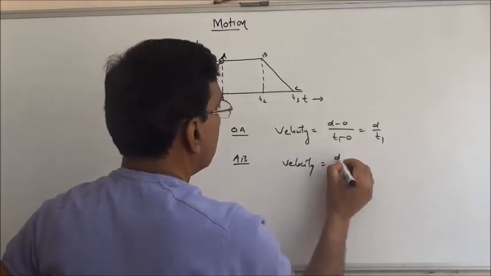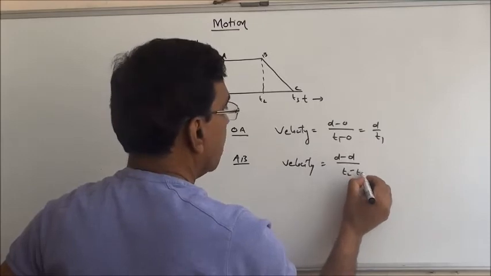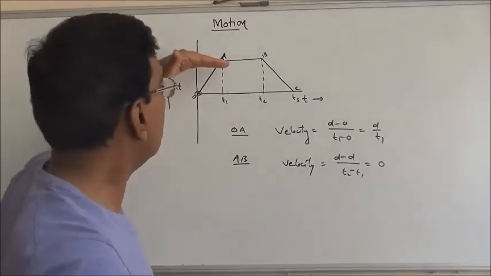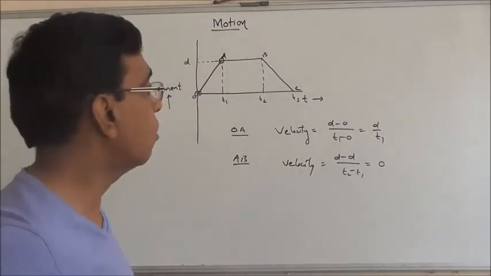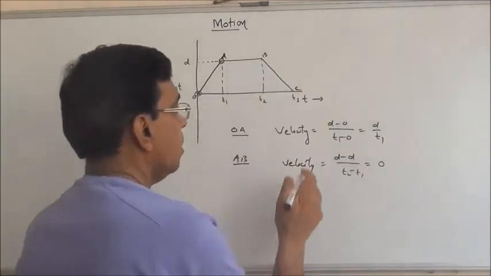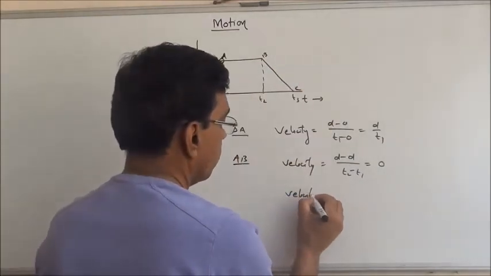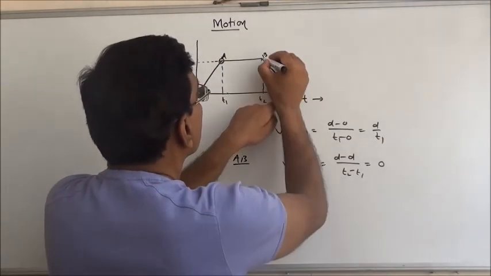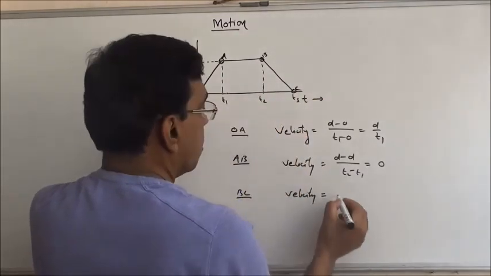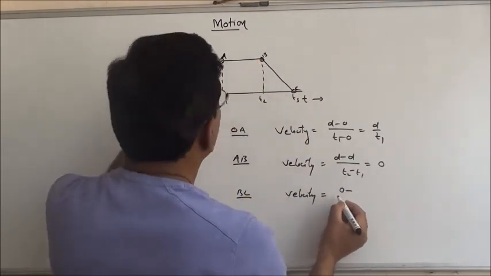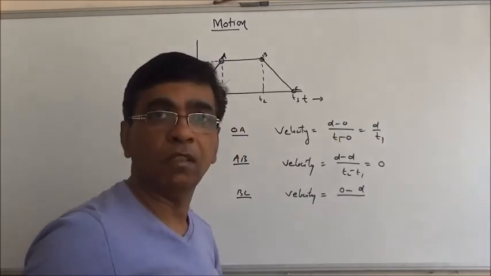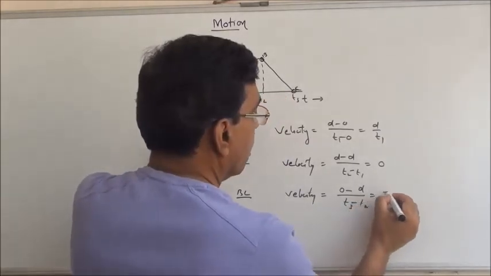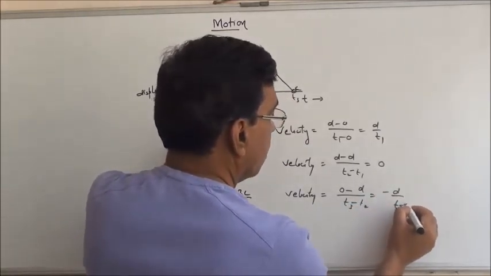For AB, velocity is D minus D upon T2 minus T1, it is 0. See, the body is at rest, same displacement, it is not moving at all, so its velocity is 0. What about B to C? D2 is 0, minus D, D2 minus D1 upon T2 minus T1. What is the time here? T3. What is the time here? T2. It is minus D by T3 minus T2.